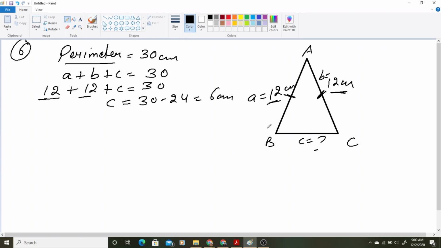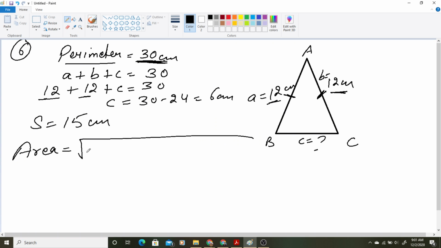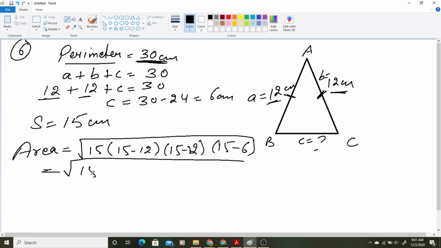Now you have all the three sides of the triangle. So first find the semi perimeter, that means S. It will be half of the perimeter, that means 15 centimeter, because 30 is the perimeter. So S will be 15. Now you can find the area very easily. Under root it will be 15 into 15 minus 12, into 15 minus 12, into 15 minus 6. So just find it. It will be 15 multiplied by 3 multiplied by 3 multiplied by 9.